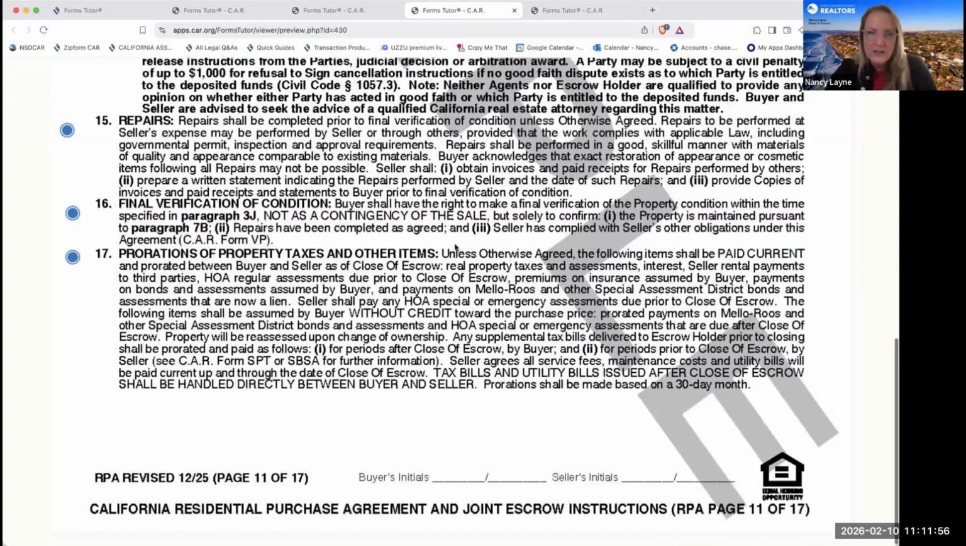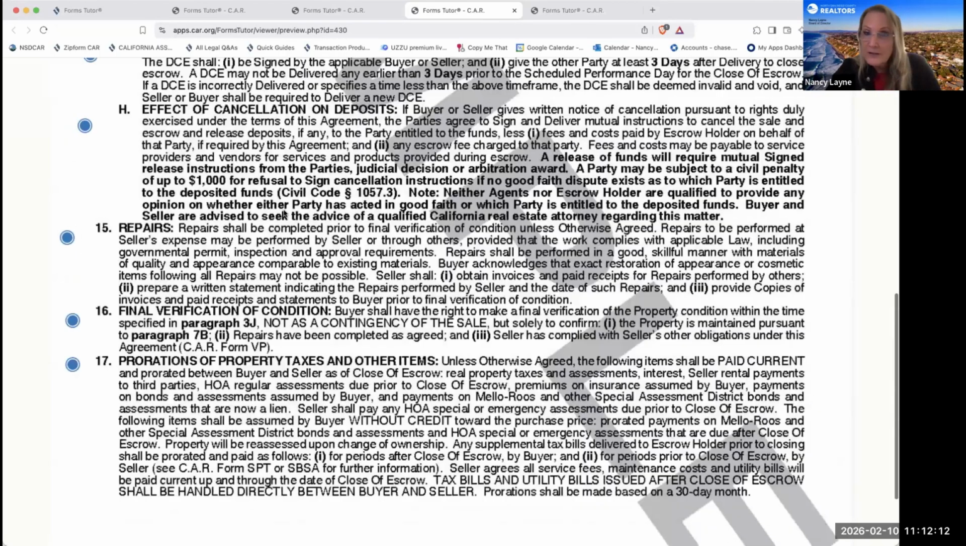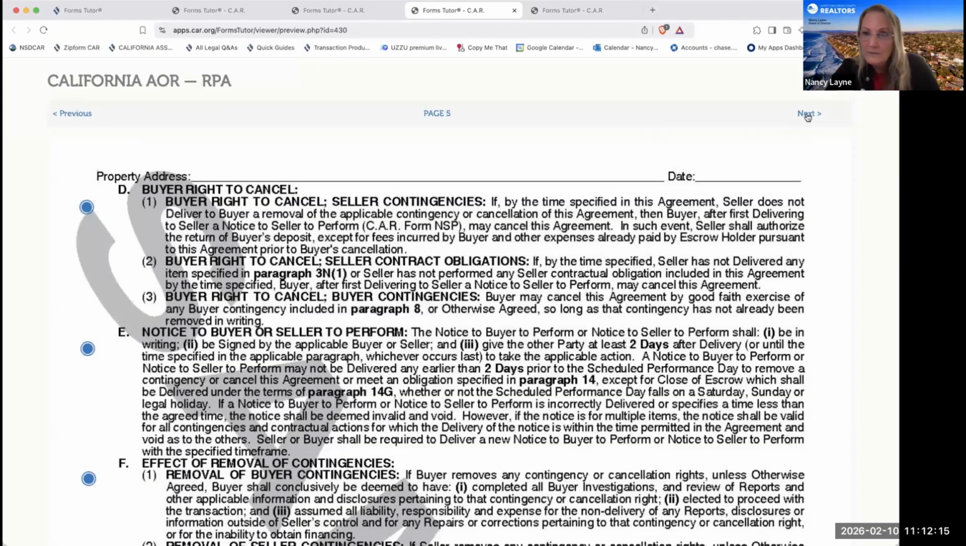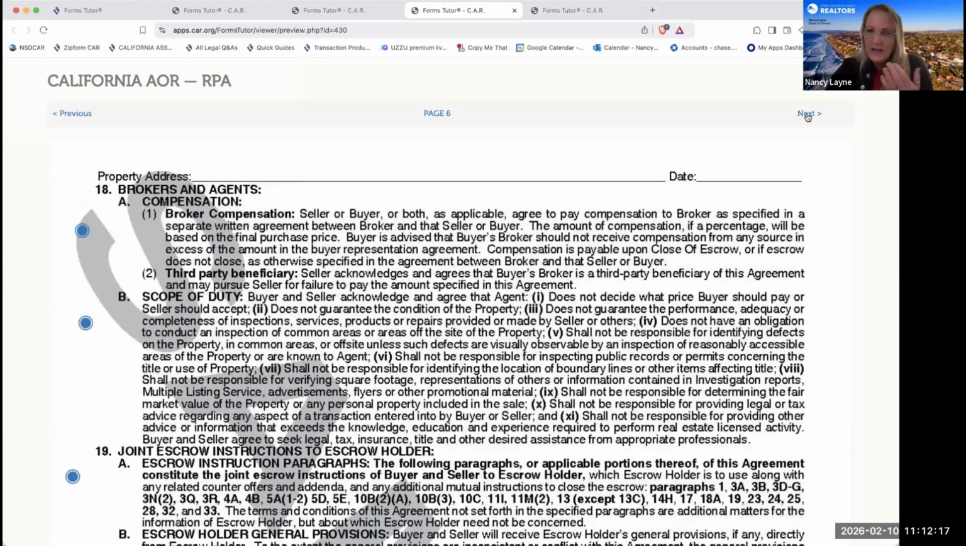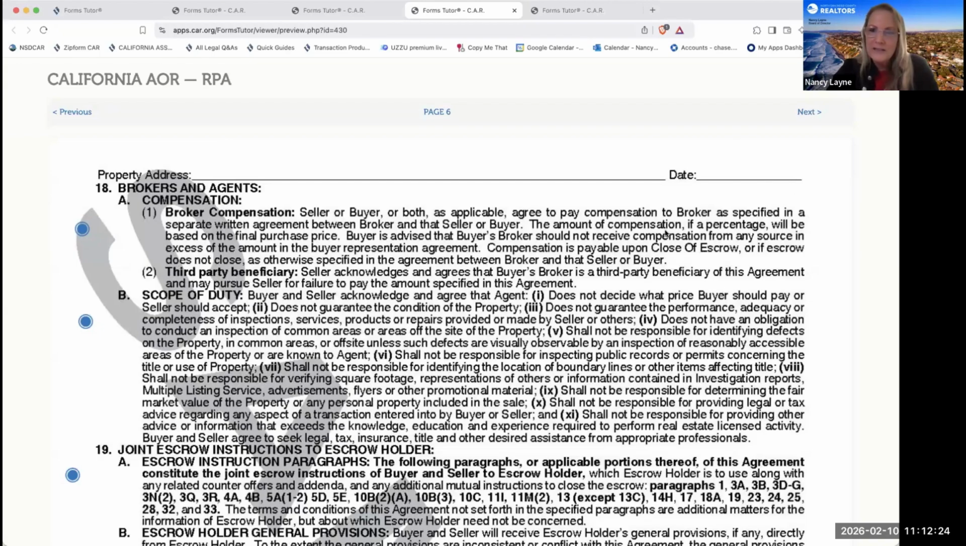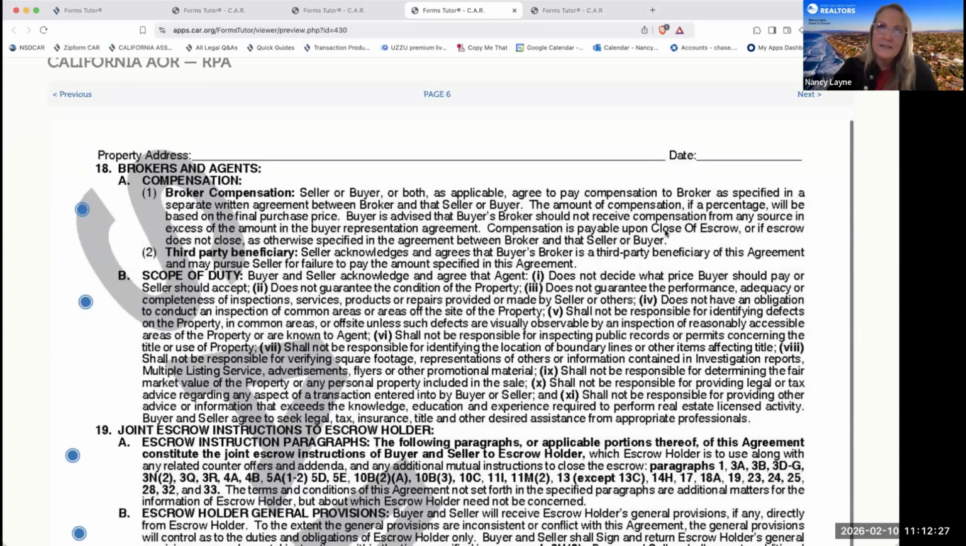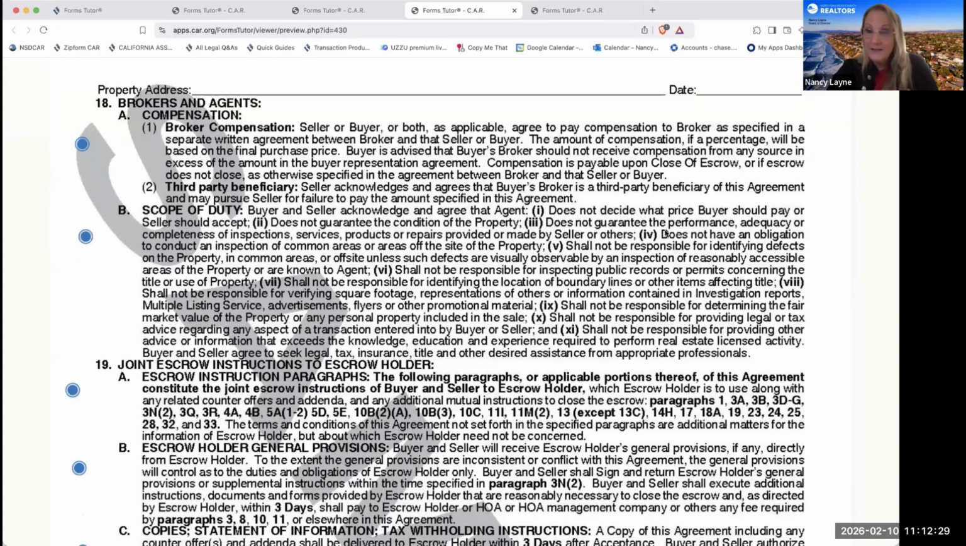The final verification of condition, I mentioned that a couple of times. I'm just going to say it again. It's not a contingency of the sale, but when they get to that point, you make sure that you have examples or copies of the receipts for the work that has been done, so that the buyer can see that work, not only physically he can look at it and see that it's been done, but that he has a receipt for, if there was electrical, for example, he has the name of the electrician that did the work, right? I think it's a safe thing for the buyer and the seller.